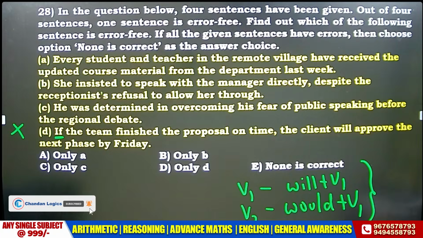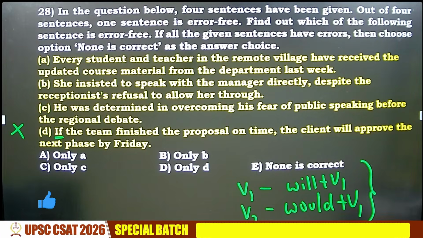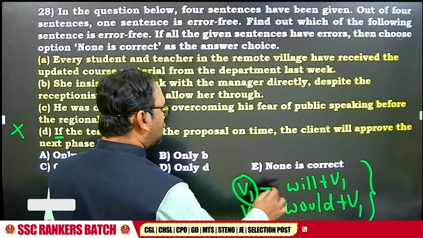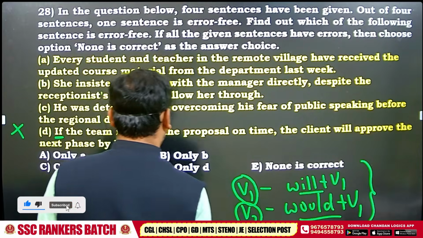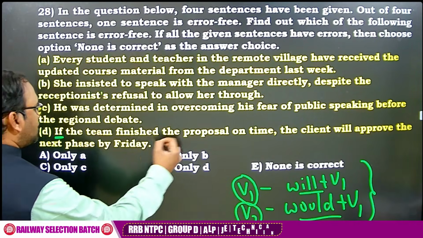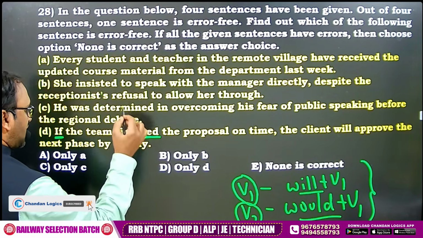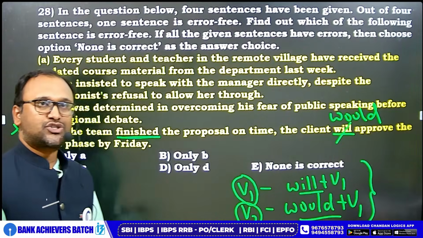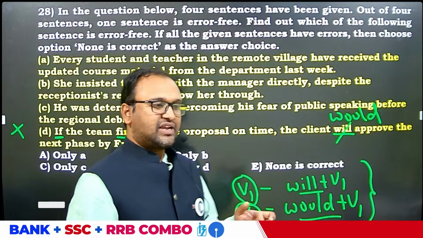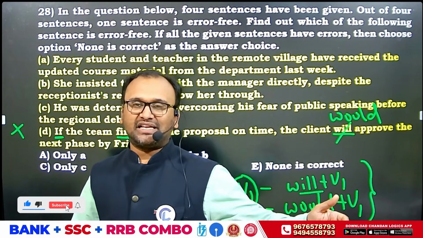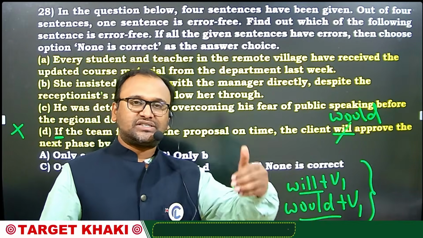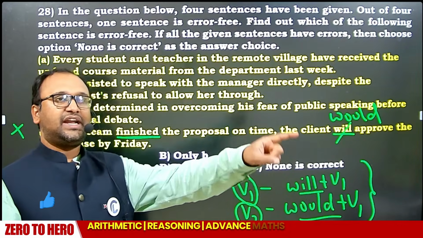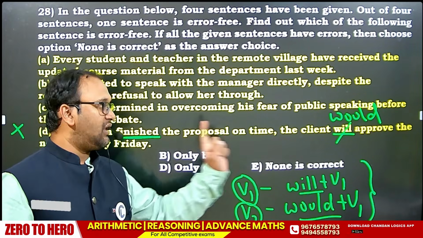So it talks about the conditional clause, and that's the whole point here, guys. If it is V1, it should be will plus V1. V2, would plus V1, okay? So what happens here? "If the team finished the proposal," here it is already V2. If the conditional clause is V2, the main clause should be would approve. So we have two ways to modify the sentence. If the conditional clause is in V1, the main clause is will plus V1. If the conditional clause is V2, the main clause is would plus V1. "If the team finishes the proposal, the client will approve." "If the team finished the proposal, the client would approve."